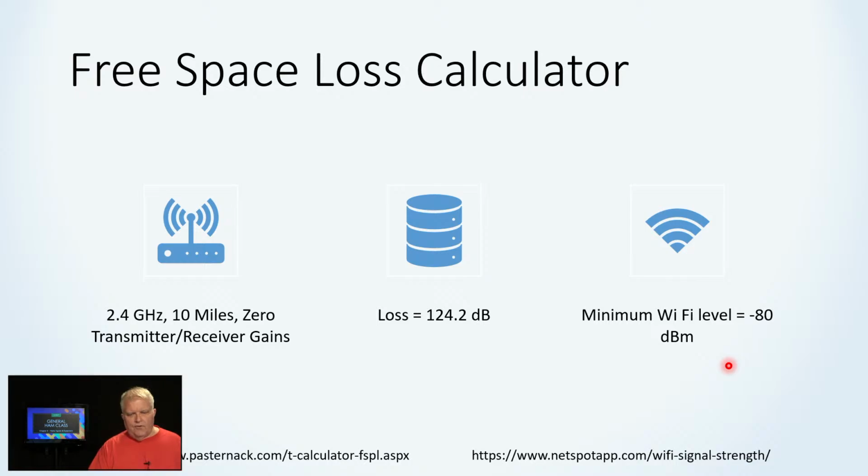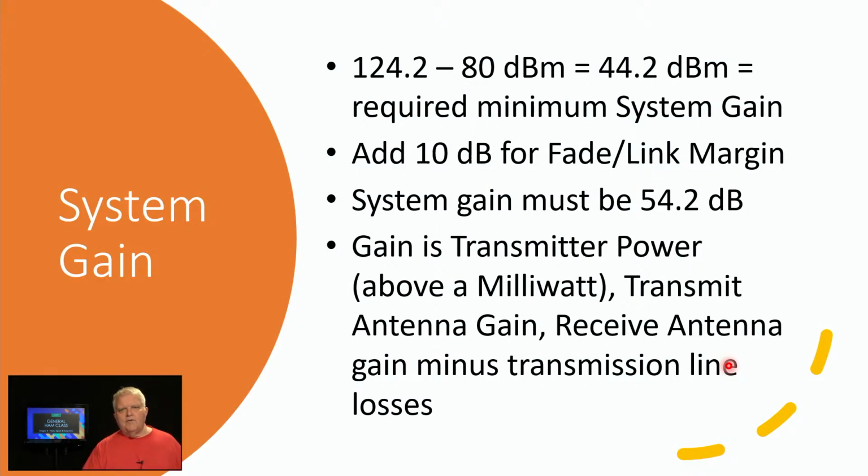So knowing those things, we can start doing some calculations about our system gain. So remember, the path loss is 124.2. Minus 80 dBm means that we've got to come up with, if we start out with a milliwatt, 44.2 dBm of gain in our system. And then we should also add fade or link margins, because one of those things like absorption or reflections or one of those other factors may come into play. So 10 dB is not a bad number for headroom. So we know that our system gain must be 54.2 decibels.